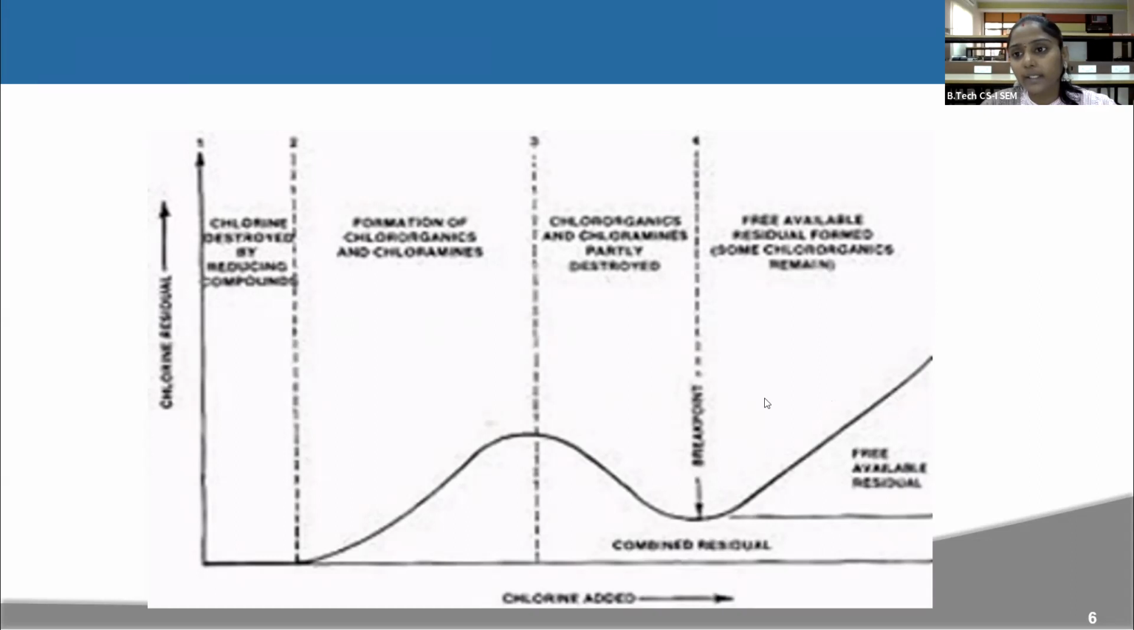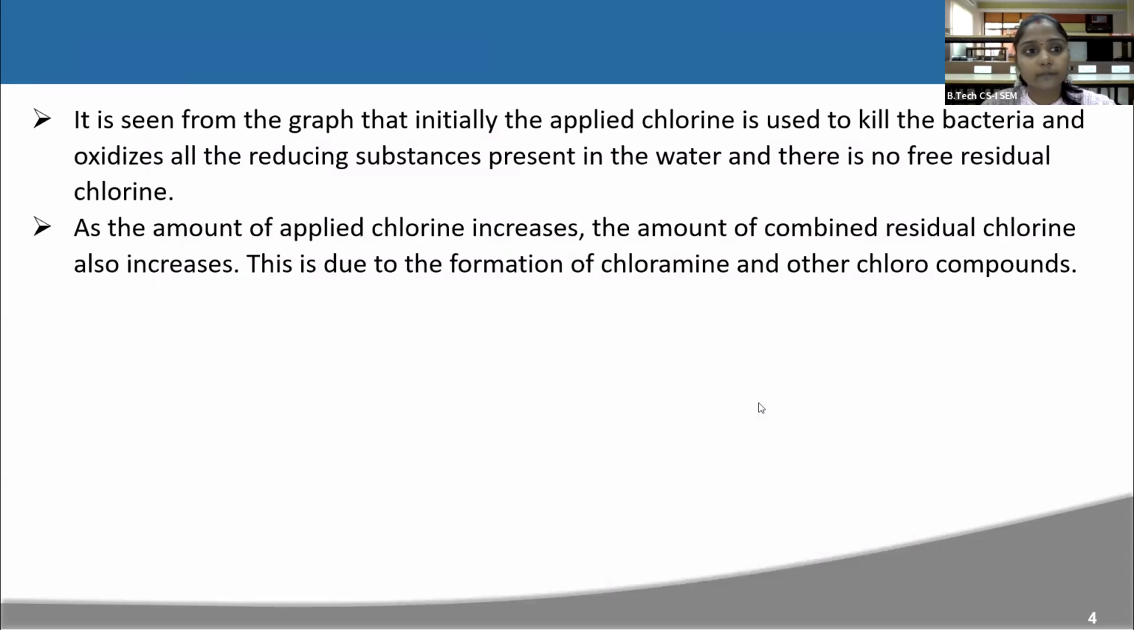Okay, so this point is called the break point of chlorination. It is seen from the graph that initially the applied chlorine is used to kill the bacteria and oxidize all the reducing substances present in the water, and there is no free residual chlorine. Free residual chlorine means some amount of chlorine was present. For that residual chlorine there is no use.